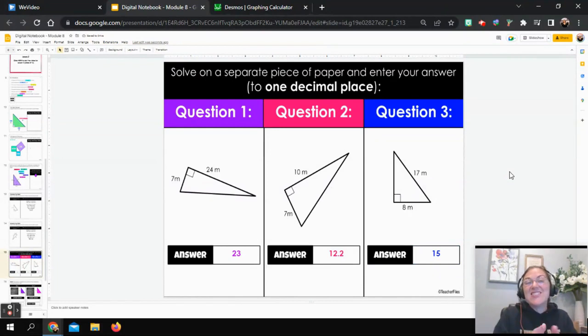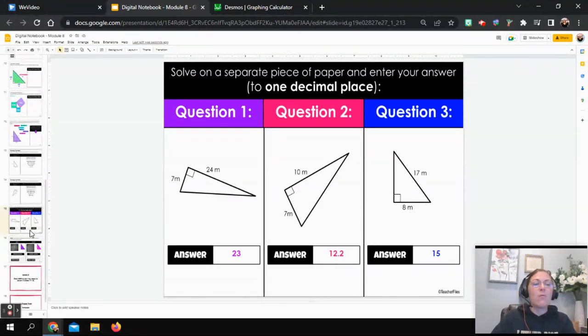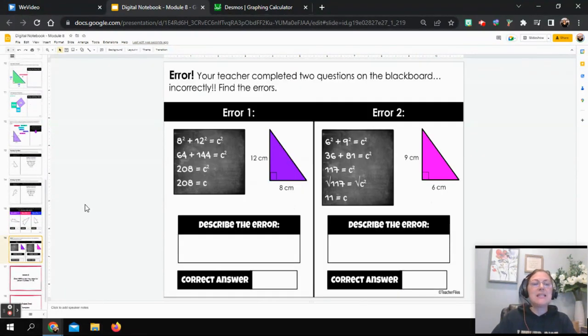All right. So go ahead and check your answers here. See how you did. These were great opportunities for you to practice. We had two of them where you had to find the hypotenuse and one of them where you had to find the leg. So I hope that helps you with those. Let's look at one last slide for this lesson piece. And this is slide number 16.